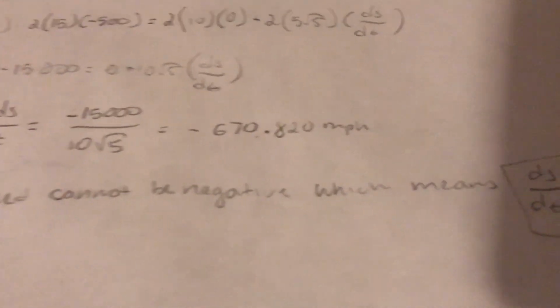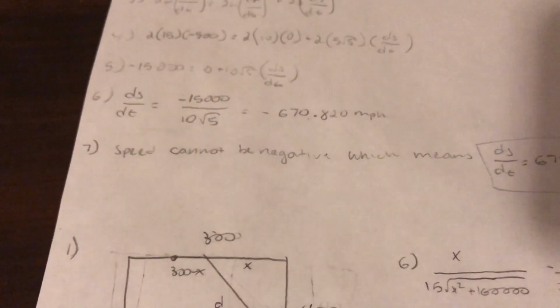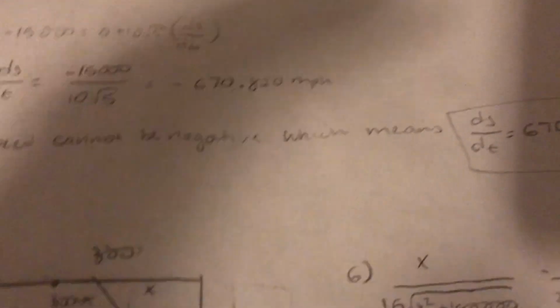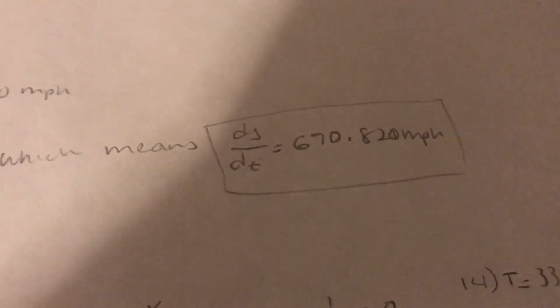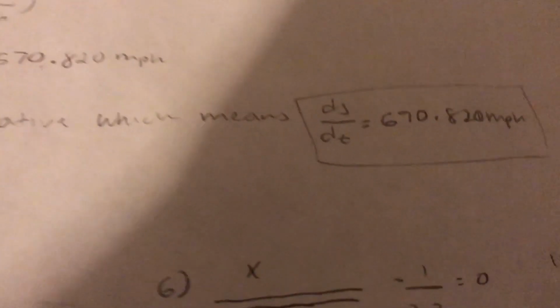670.820 miles per hour. And the thing is, speed can't be a negative value, so that just means I'm going to get 670.820 miles per hour. And that's about it.